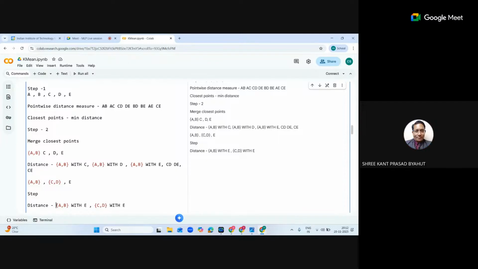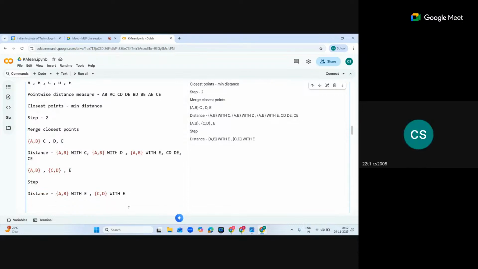So now we have how the distance is computed. How will the distance of AB to C be calculated? That's a good question. Basically, here the distances are very simple, direct Euclidean distance. So let's just take one example.